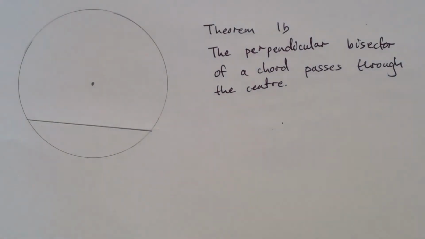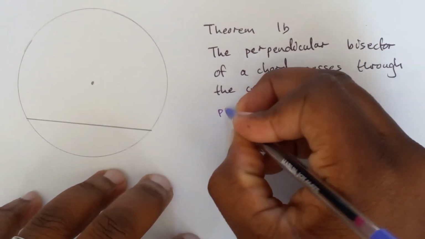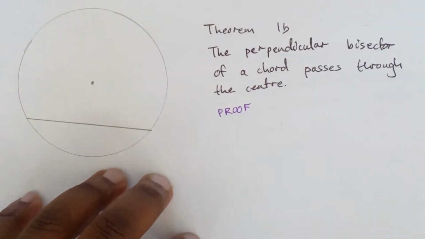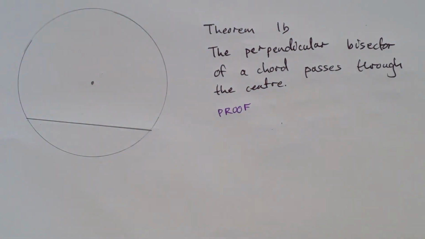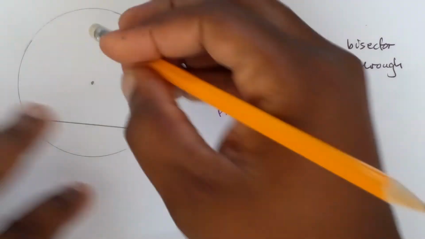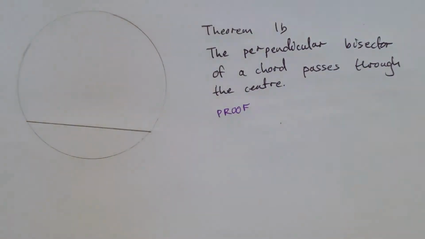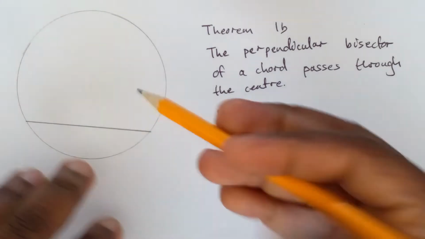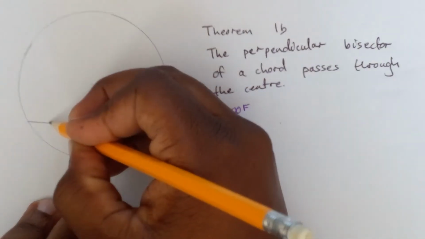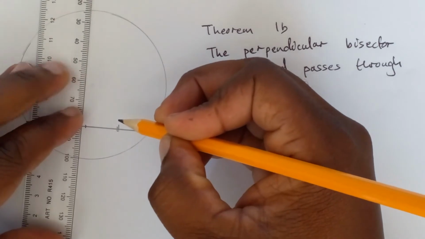Now, the converse of the theorem is that the perpendicular bisector of a chord passes through the center. Okay, now we are going to prove this theorem as well. So here's the proof. How are we going to prove this theorem? Let's say we just draw any line. Actually, I'm just going to remove that center and pretend we don't know the center. So we want to draw a line that's obviously going to bisect this into two equal parts. So it's just going to be some line.